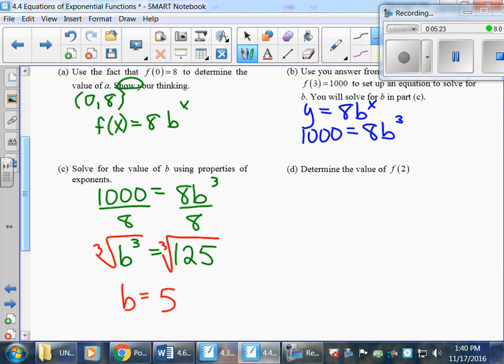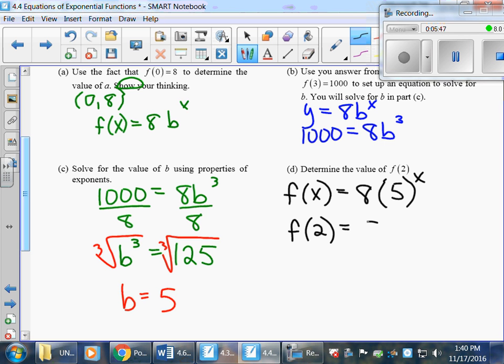Now, it didn't actually tell us to write the equation, but D says determine the value of f of 2. So before we start with that, we better write the equation down. We said the equation looked like f of x is equal to a, which is our y-intercept, times our base, which we found out is 5, to the x power. So if we want to find out what f of 2 is, we're going to substitute in 2 for our x, 5 squared. And we know that 5 squared, of course, is 25. And 25 times 8 is 200.